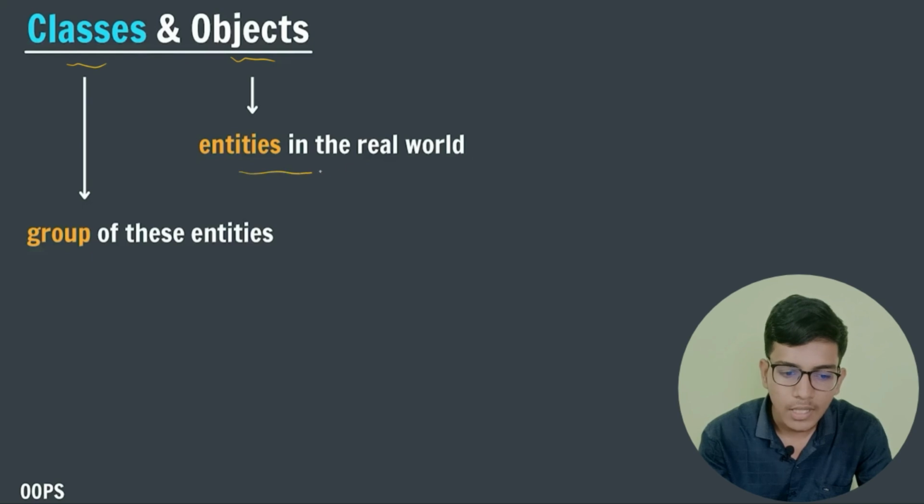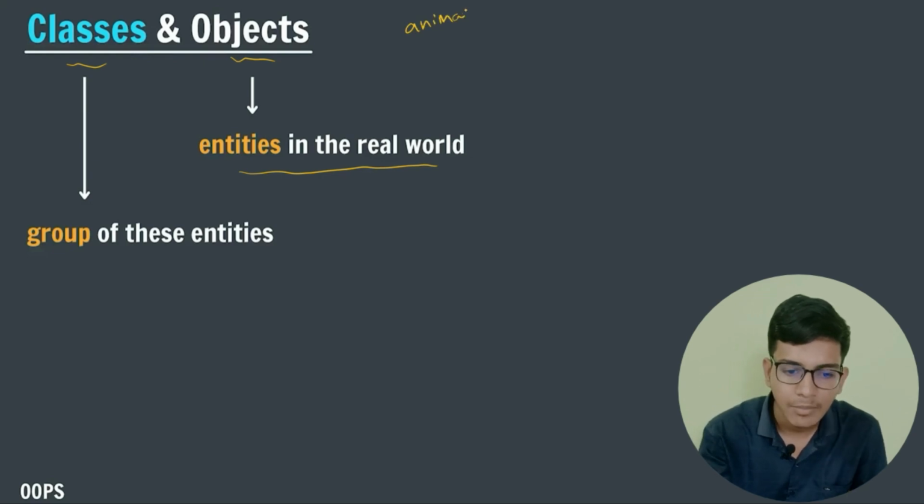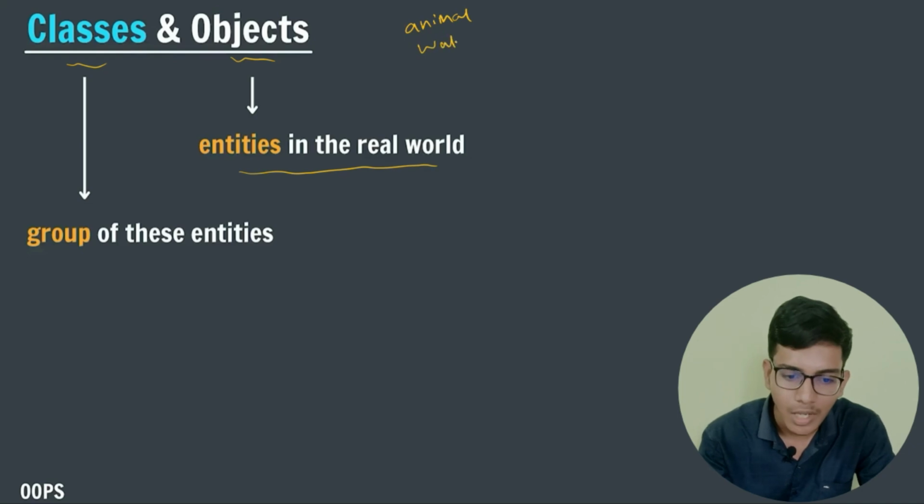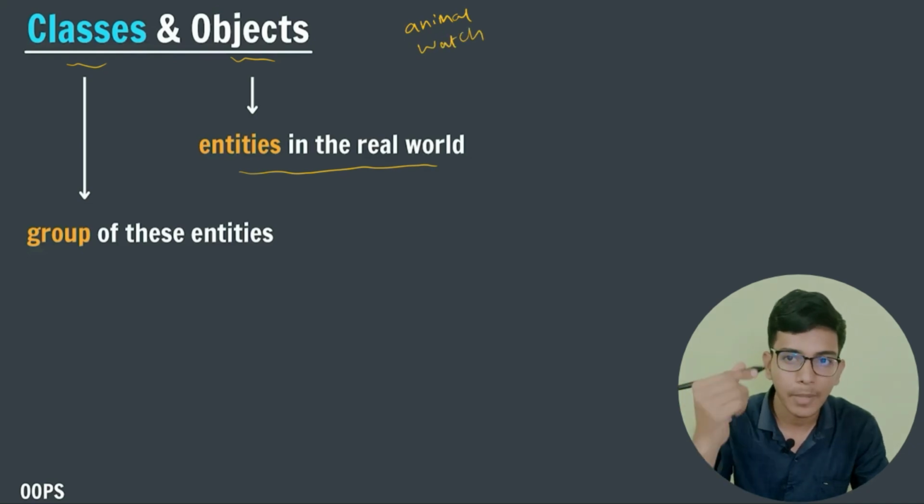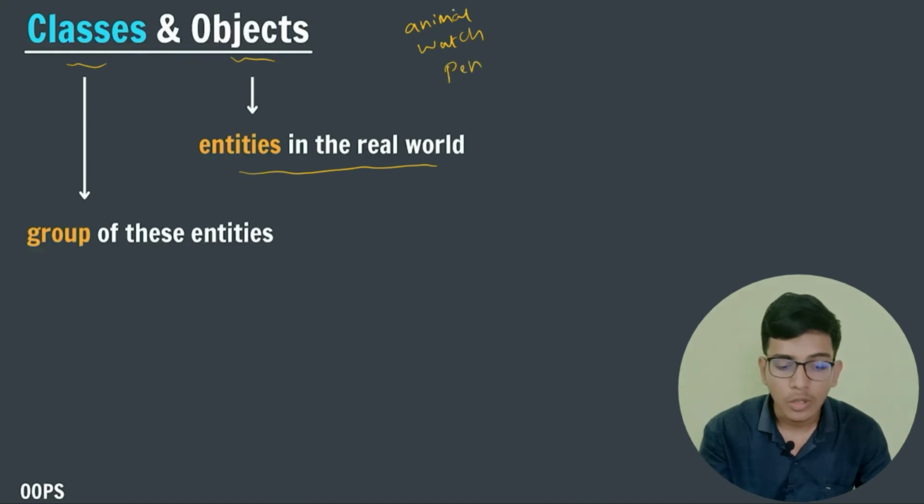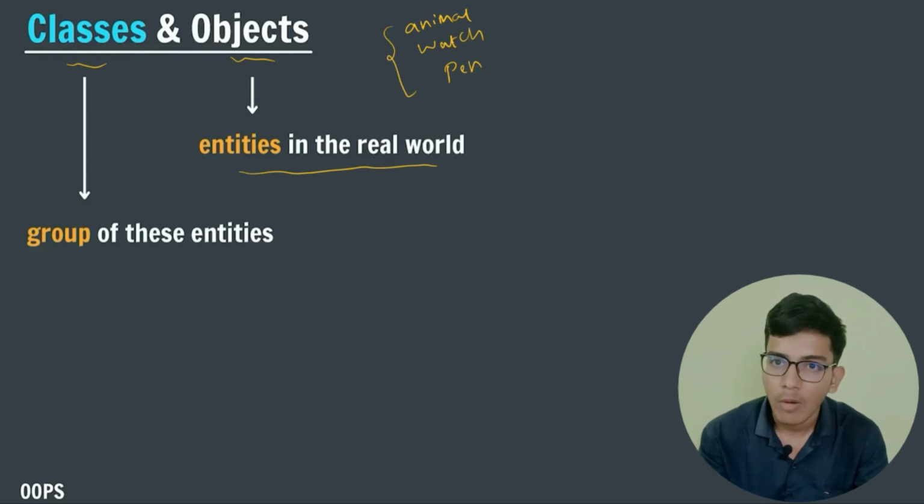Objects are entities in the real world. Like in the real world we see animals around us. Let us consider that there is a watch on my table, and I am writing on the board with a pen. So a pen is a real object. Whatever the real world things are, they are known as real world objects.